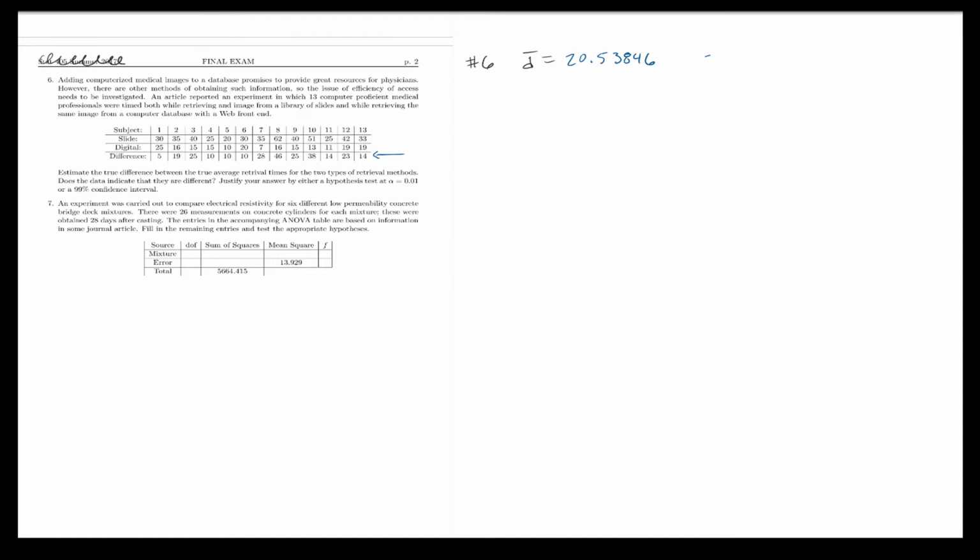And I need the standard deviation, S. And so I'll store this into D, because it's D bar. So store that into D. And then I'll do 5 minus D quantity squared plus, so I've got to do the sum of Di minus D bar over N minus 1 to get the sample standard deviation.